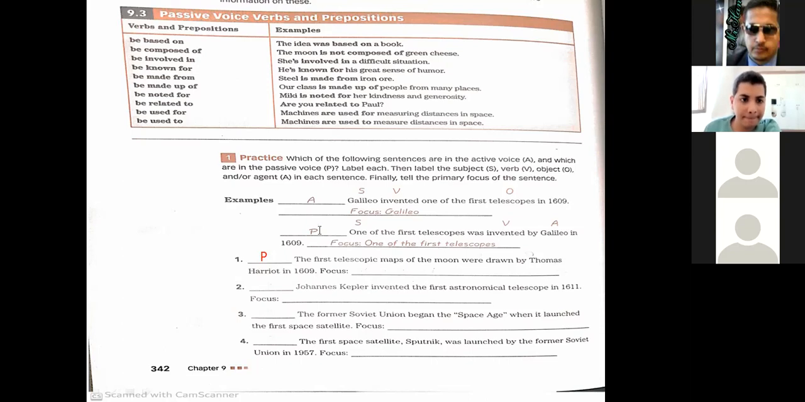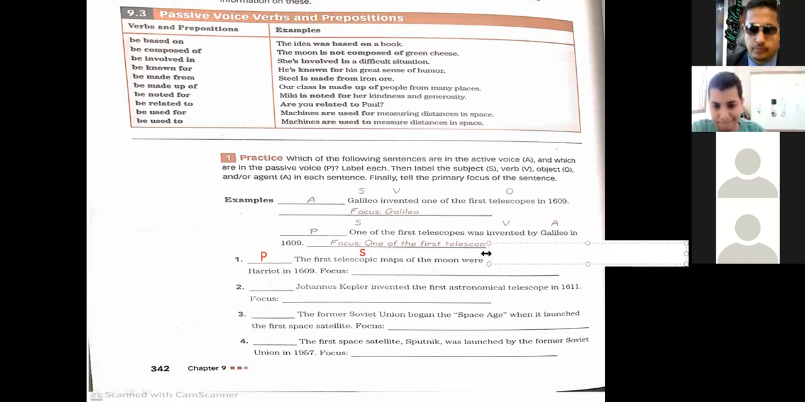Yes, Amr, I am with you. The subject that we have: the first telescopic maps. This will be the subject, yes? And the verb is were drawn. Excellent. And there is an agent, it's Thomas Harriot. This one will be the agent. And the focus of the sentence, the subject, what is it? Agent or object?